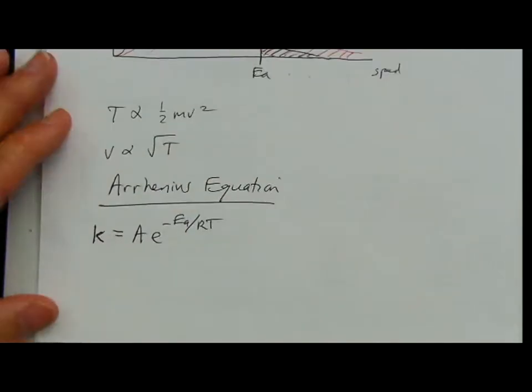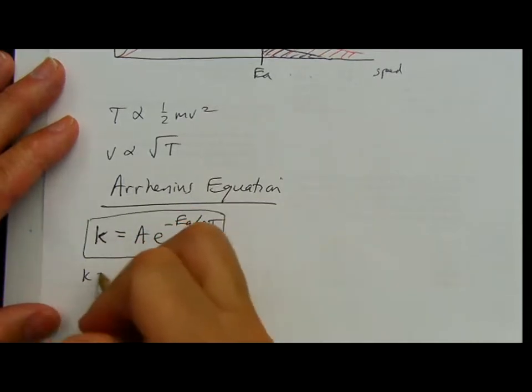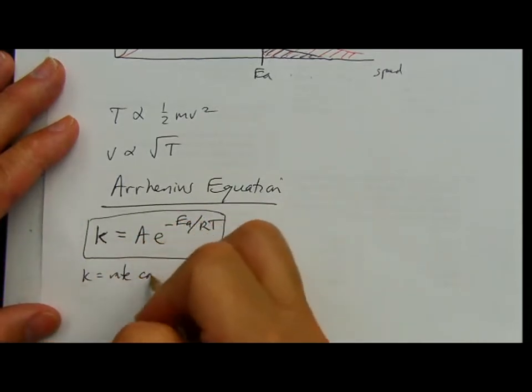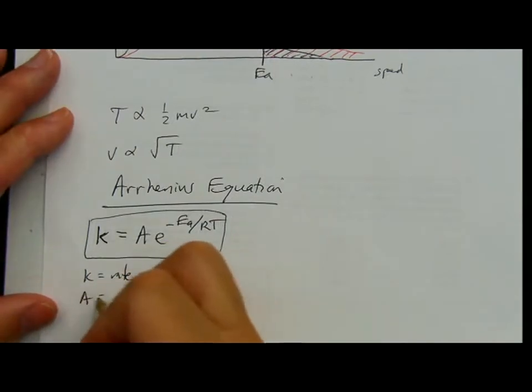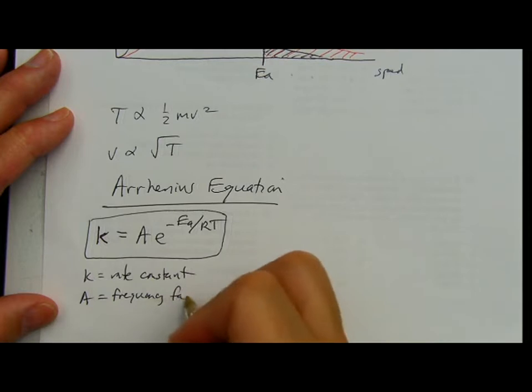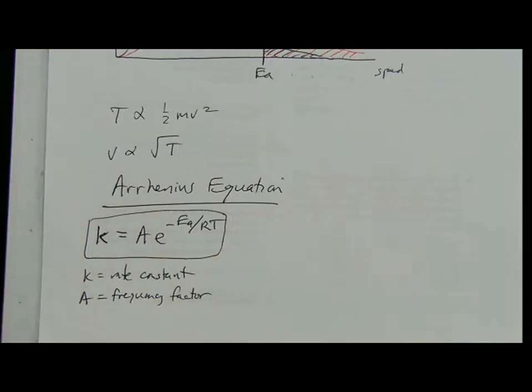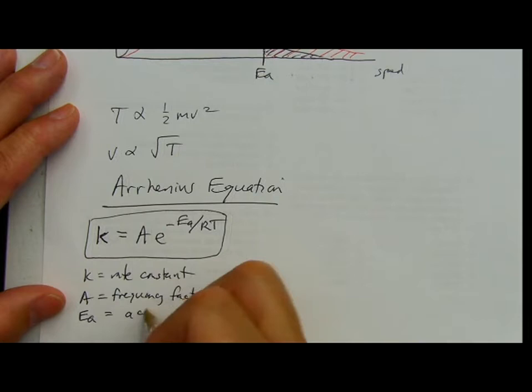That is the Arrhenius equation, where k is the rate constant in the rate law. A is something called a frequency factor, which actually depends on two things, which we'll talk about in a second. E sub A is the activation energy.